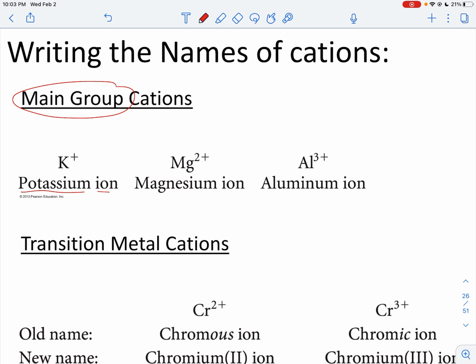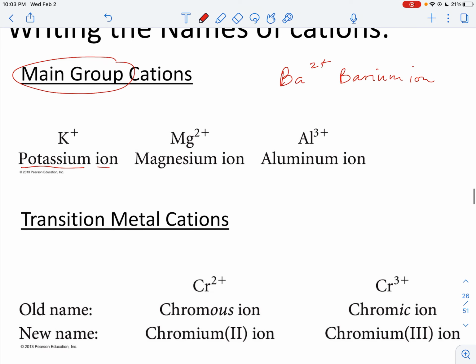So if you have K+, which is potassium, you'd write the name of it as potassium ion. All right. If we had barium, Ba2+, it would be the barium ion. Okay, aluminum cation, we just say the aluminum ion. So you just name the element, add the word ion.